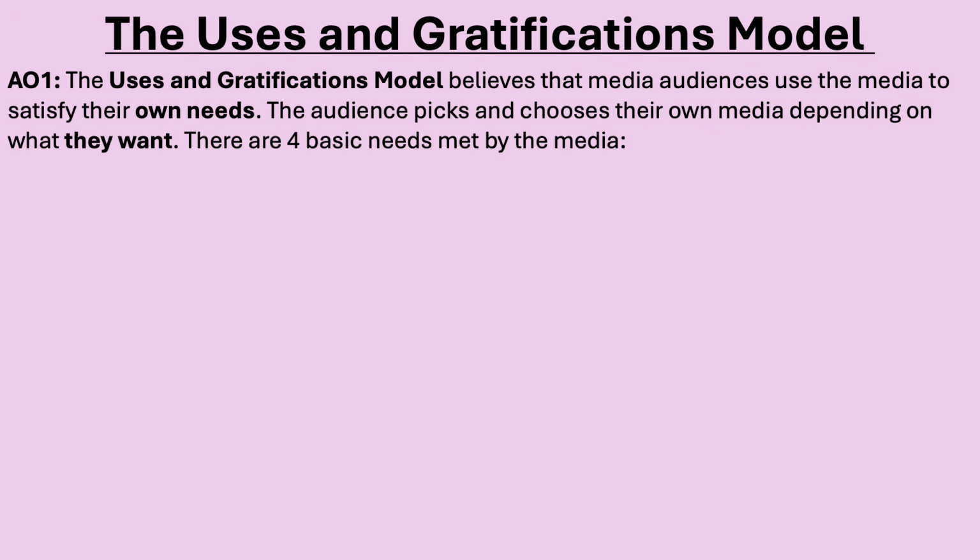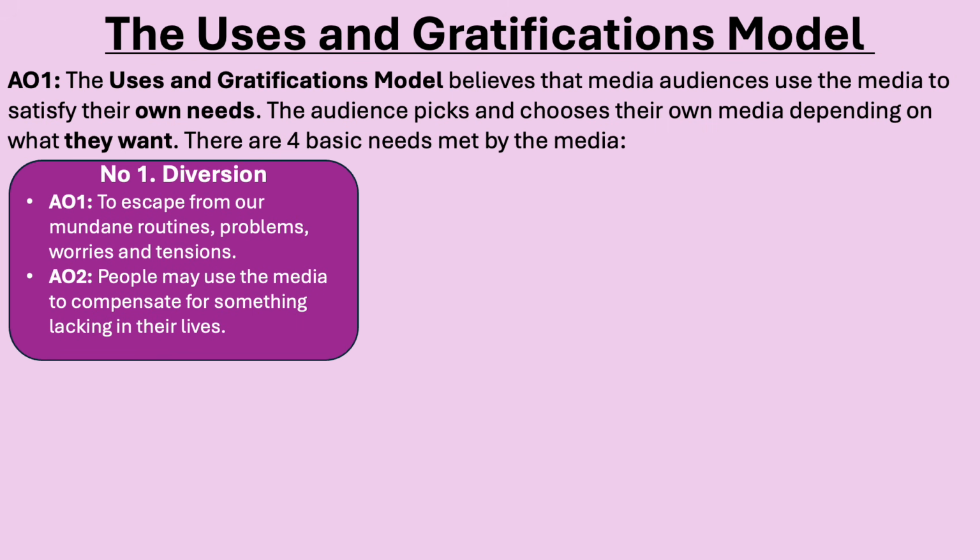So on the other side of the coin, we have the uses and gratifications model. The uses and gratification model believes that the media audiences use the media to satisfy their own needs. The audience picks and chooses their own media depending on what they want. There are 4 basic needs met by the media. So how the hypodermic syringe was strong media, weak audience, the uses and gratification model is a strong audience and weak media.